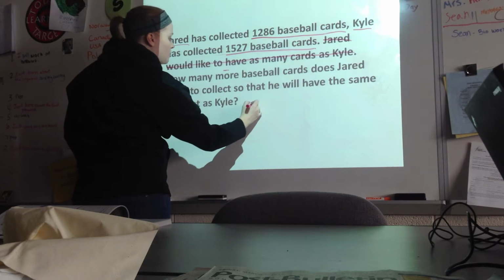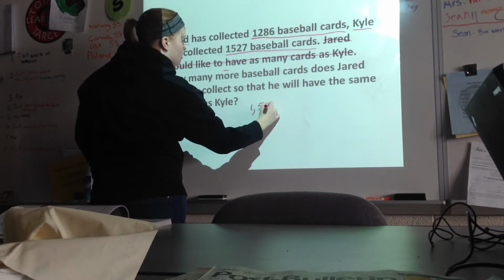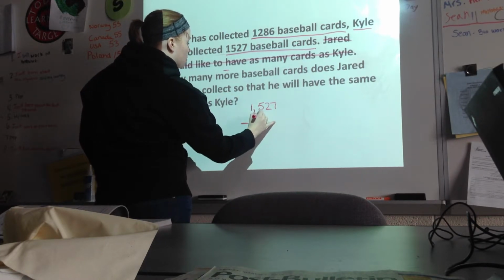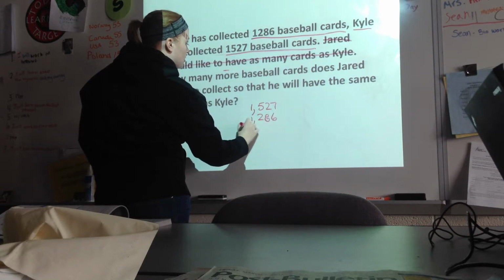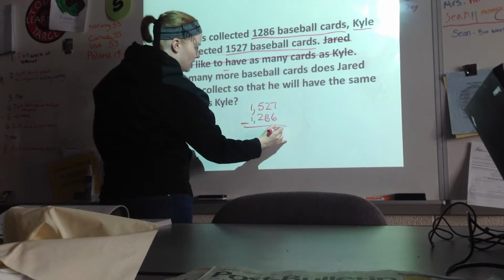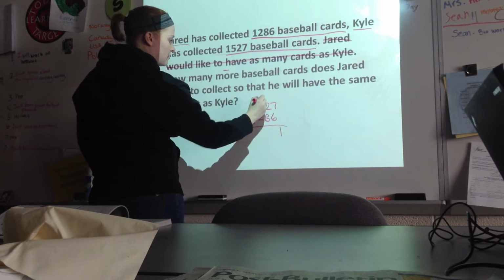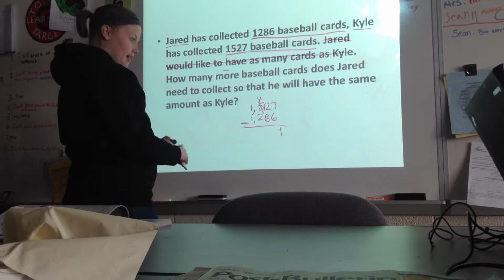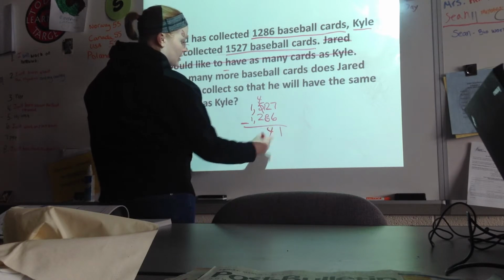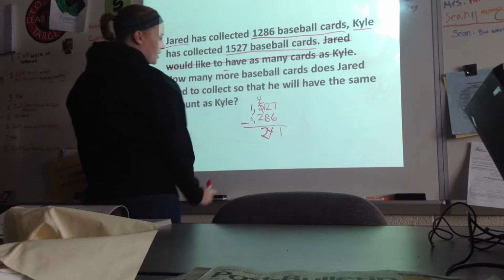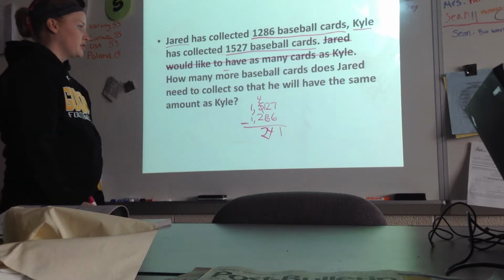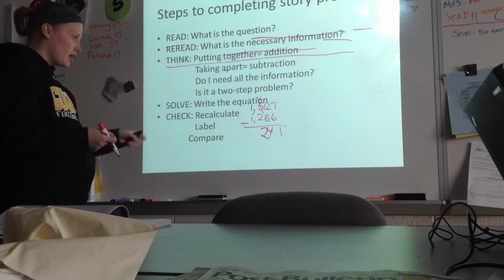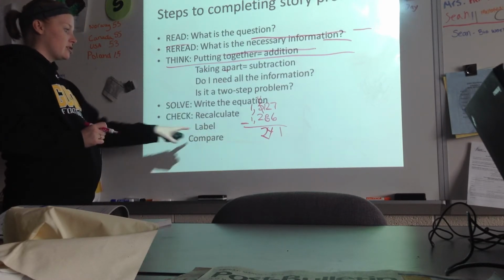So I know that 1,527 cards, I need to subtract 1,286. So 7 minus 6 is 1. 2 minus 8, I'm going to have to borrow from the 5 and make that a 4. So then it becomes 12 minus 8, which is, so 8, 9, 10, 11, 12. 4 minus 2 is 2. So let's go back to see which step we are on. So we solved. We wrote the equation out and we solved it. We got 241 what? So now it's time to recalculate. So we're going to check our answer, label, and then compare.